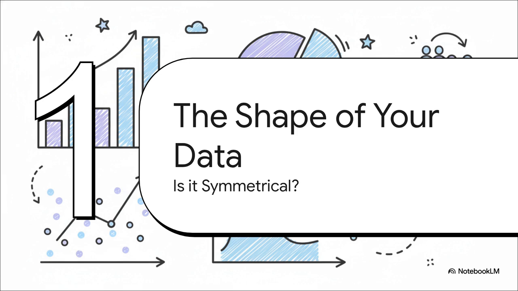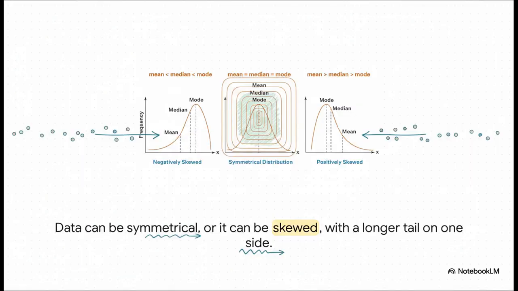Okay, so we've found the center, we've measured the spread. The third and final piece of our puzzle is the shape. What does our data actually look like when we plot it out? Sometimes data gives you that perfect, symmetrical bell curve you always see in textbooks. But honestly, a lot of the time, real-world data is skewed. It might have a long tail stretching out to the right with a few really high values. We call that a positive skew. Or it could have a long tail to the left with low values, and that's a negative skew. This is so important for things like income data, where a couple of billionaires can pull the average income way, way up.